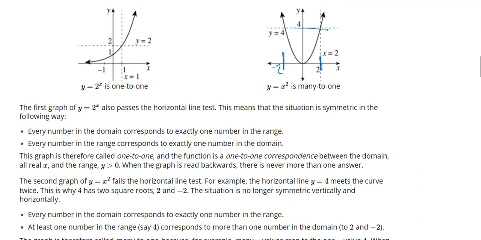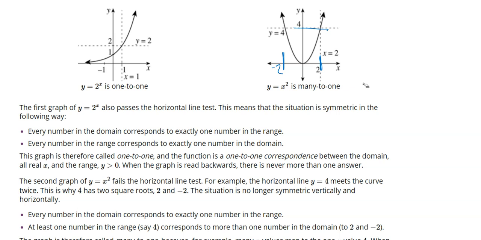Okay. As they're explaining here, the first graph, y equals 2 to the power of x, that exponential one, passes the horizontal line test, which means it's symmetric in the following ways. Every number in the domain, which is along here in x, corresponds to exactly one number in the range, and every number in the range corresponds to exactly one number in the domain. You can replace domain with x-axis and range with y-axis. That's effectively what they're talking about. The domain being all x values and the range being y values.